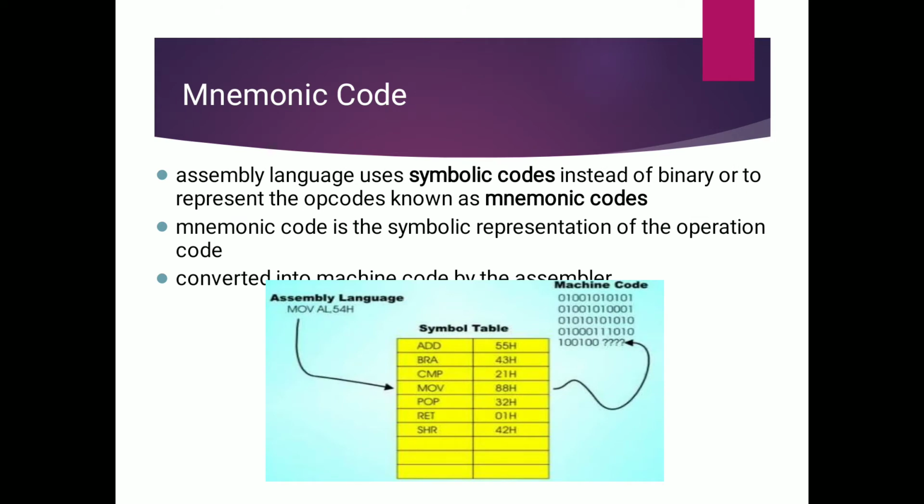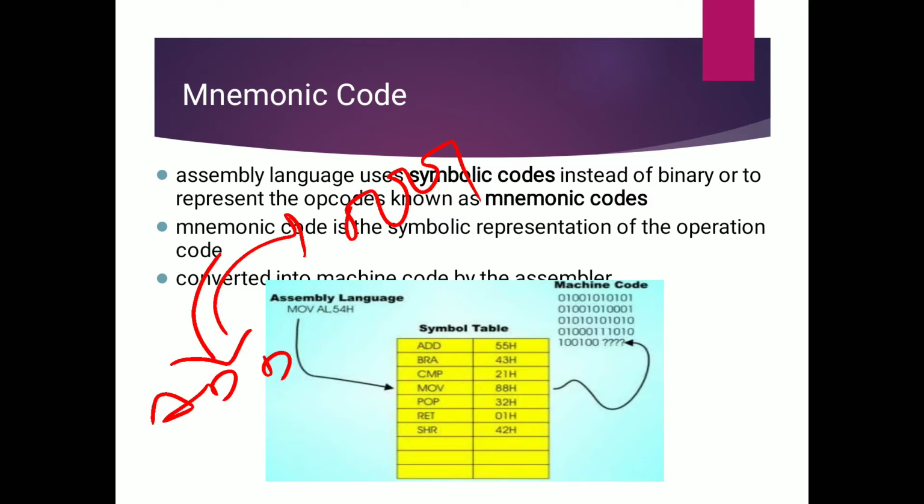Mnemonics code. Assembly language uses symbolic code instead of binary to represent the opcode, known as mnemonic code. Mnemonic code is the symbolic representation of the operation code. Means mnemonic is represented by symbols, that is add, subtraction, move, etc. That is not in the form of binary, like 001110. It is converted into machine code by the assembler.